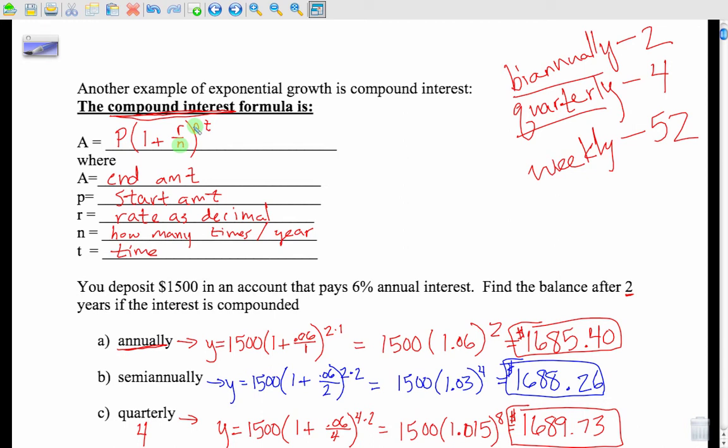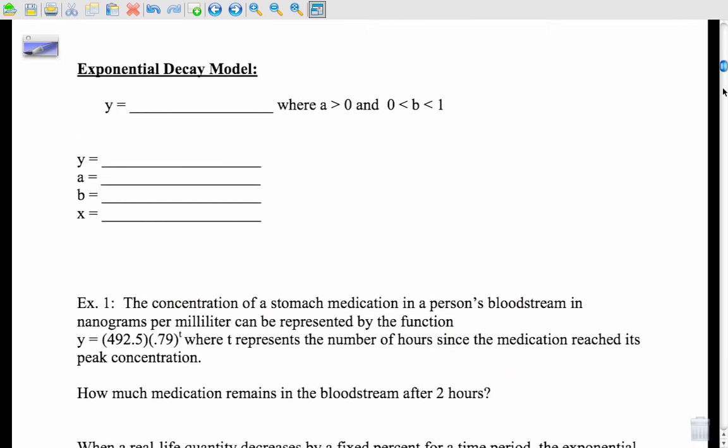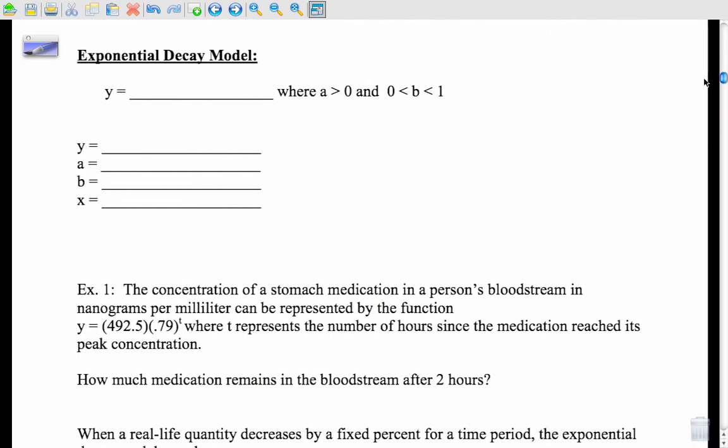The only difference now is these 2 green highlighted things, which are N and N. You have to divide by how many times you're doing it per year and also multiply that up here. Okay, flipping over to page 3. Last thing we're going to talk about in this video is exponential decay.